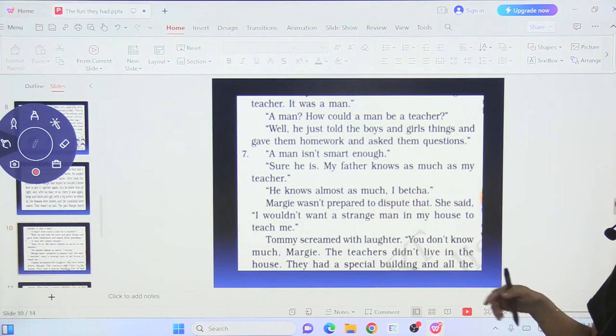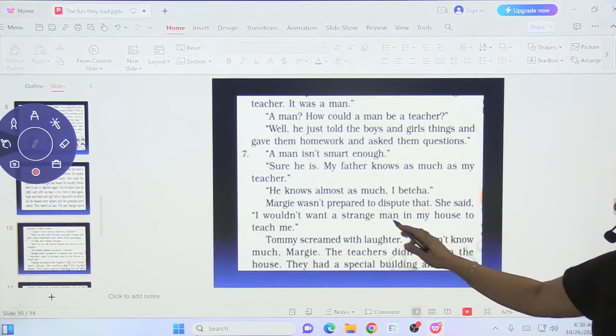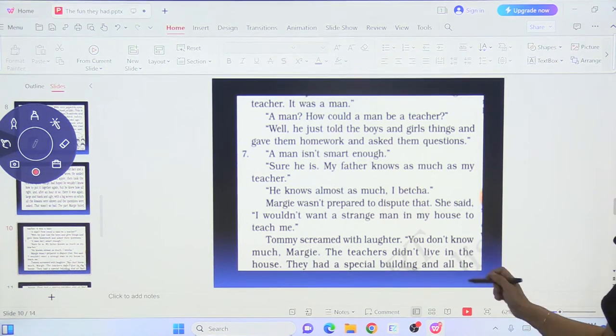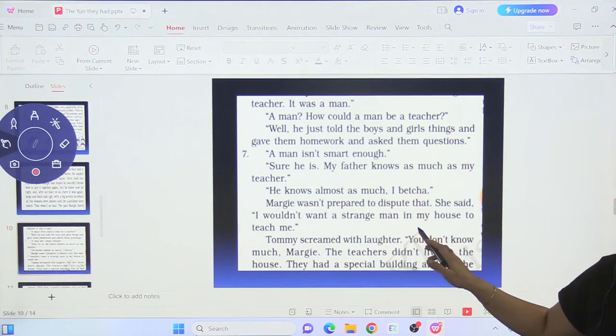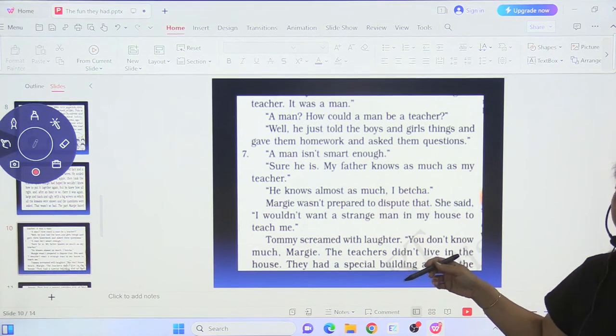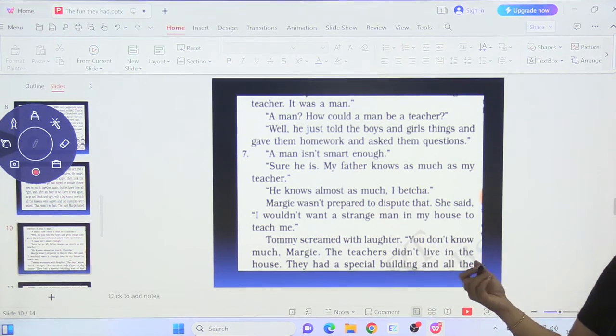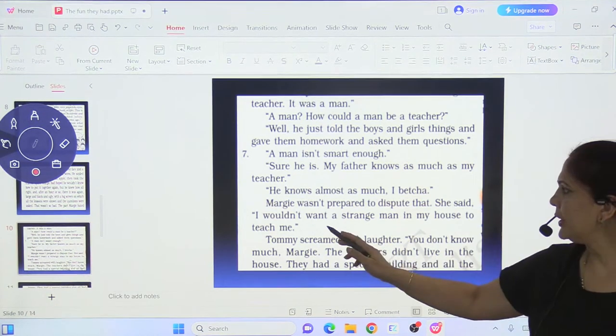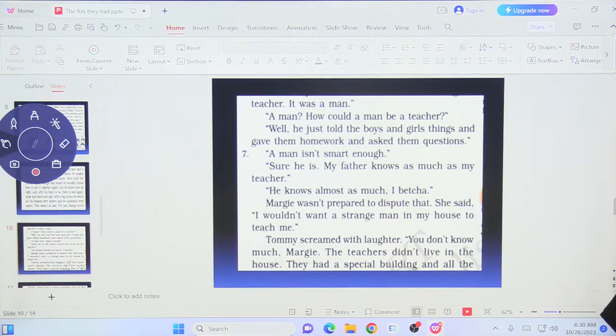Margie wasn't prepared to dispute. So at that point of time, she was not ready for any sort of argument, because she has no idea about those sorts of school. Dispute here refers to any sort of argument, or rather a debate. She did not want to disagree with him, because she did not have that much knowledge about those kinds of school. "I wouldn't want a strange man," but she has to put her point there. She says that I don't want any stranger to come inside my house and teach me.